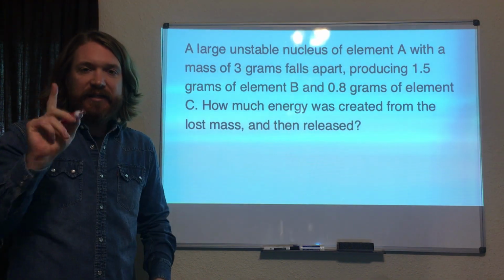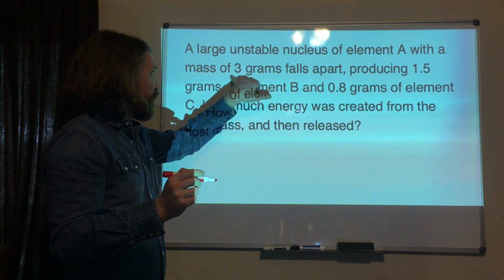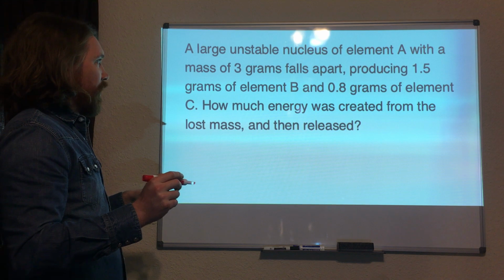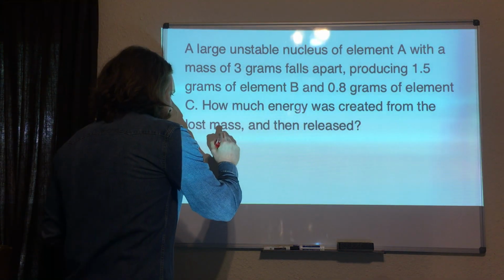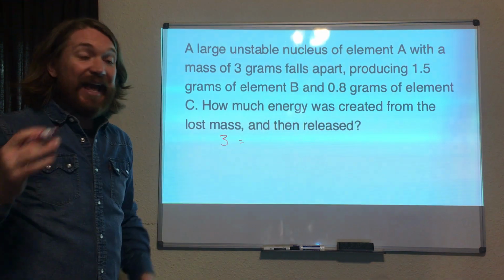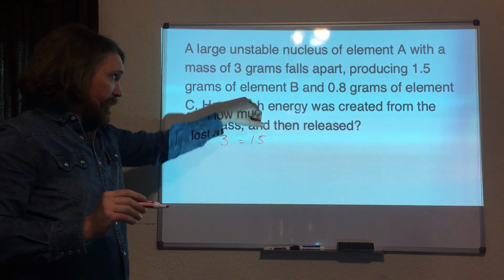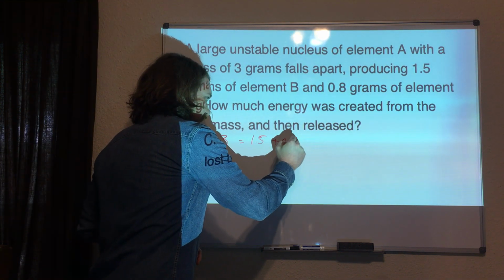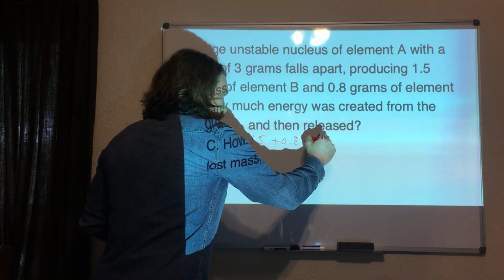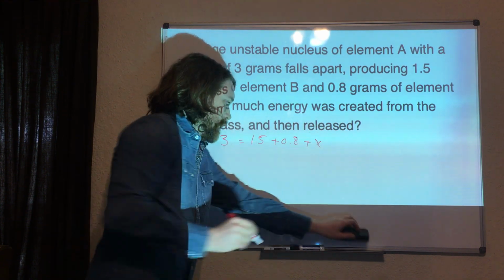Number 1, we need to figure out how much mass was lost. So we started with 3 grams of an original substance, so our original mass is 3 grams. We ended with 1.5 grams of element B and 0.8 grams of element C. We want to know how much was lost. What's the remainder here? Let's call that X.